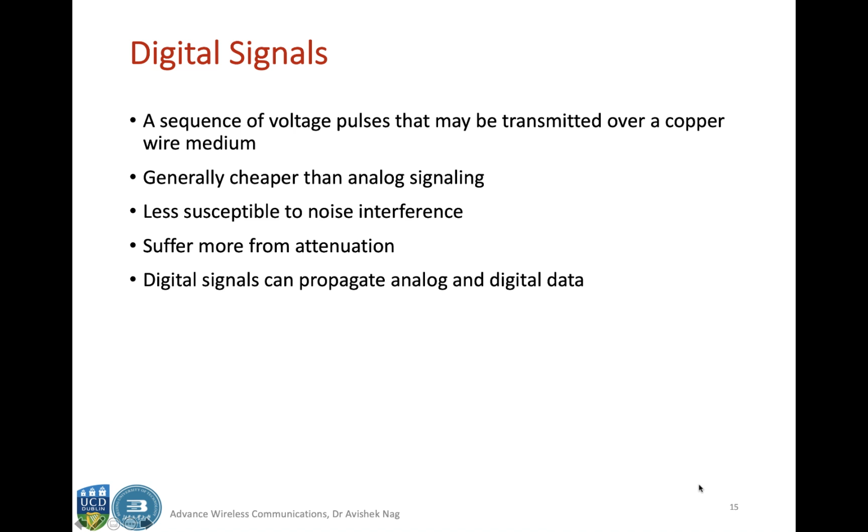The main idea is that digital signals have a uniquely defined, discrete and finite set of levels, and these are generally cheaper than analog signaling. Since you have a finite set of levels, it's much easier. The hardware is easier to design than, let's say, in the case of an analog signal. Digital signals are also less susceptible to noise interference, but they suffer more from attenuation.